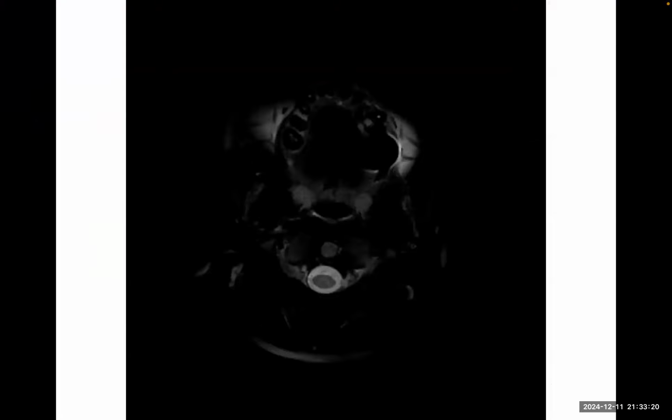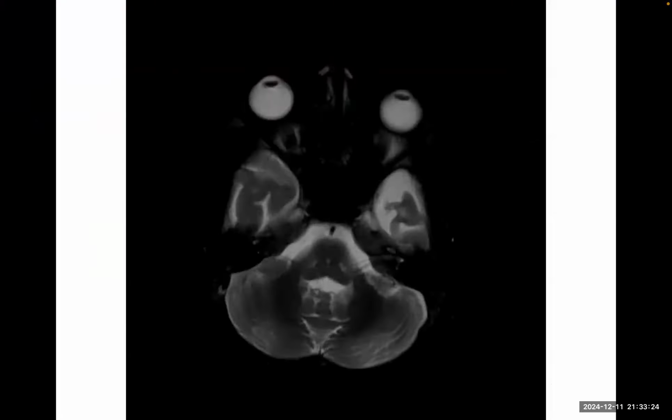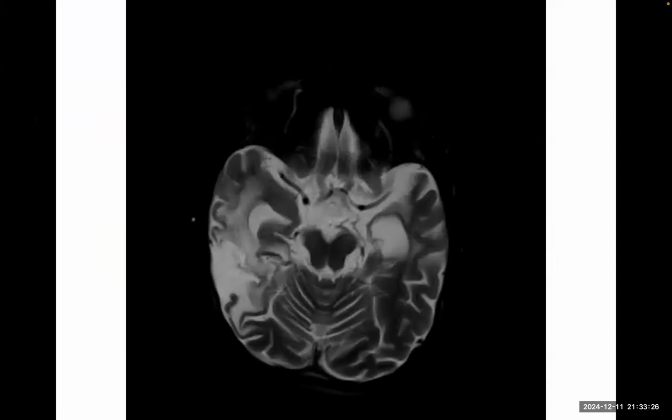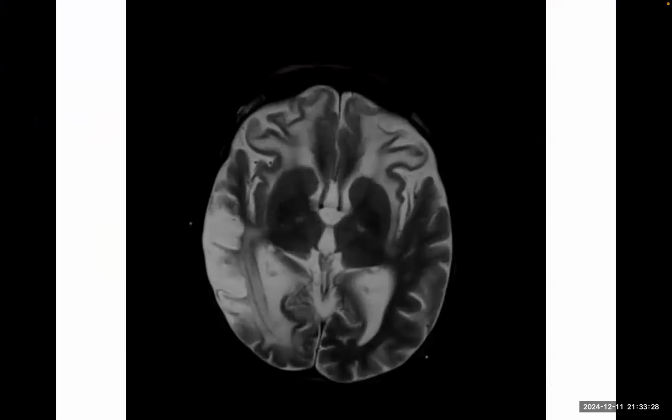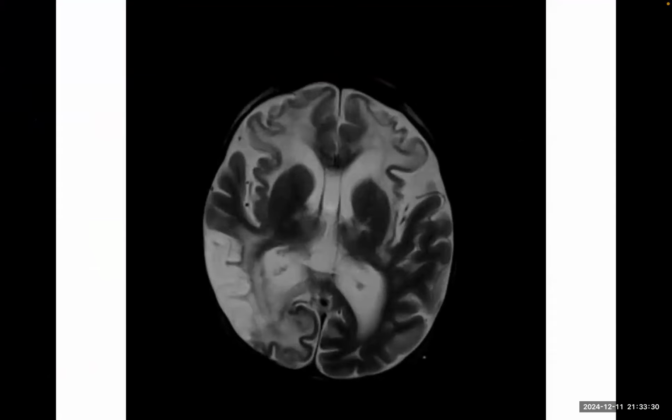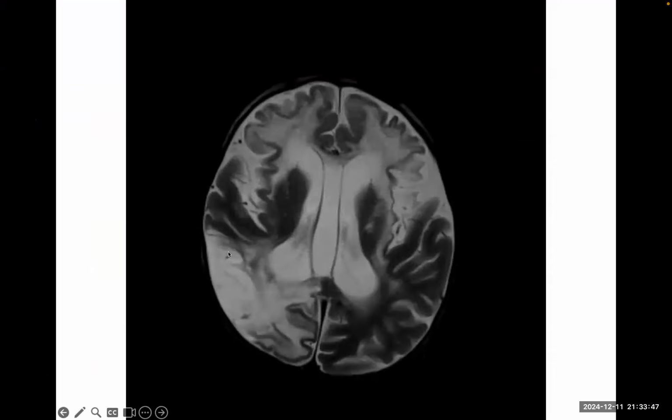So this was the imaging and the presentation to our center. I'm just showing the T2 axial images of the brain. We can see there is a diffuse cerebral atrophy involving the entire brain, particularly the frontal regions, and there are T2 hyperintensities involving the bilateral frontal regions. There is also a significant T2 hyperintensity involving the gyral regions on the right temporoparietal region.